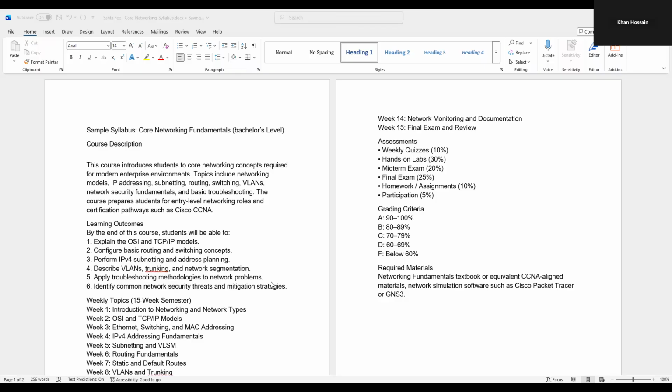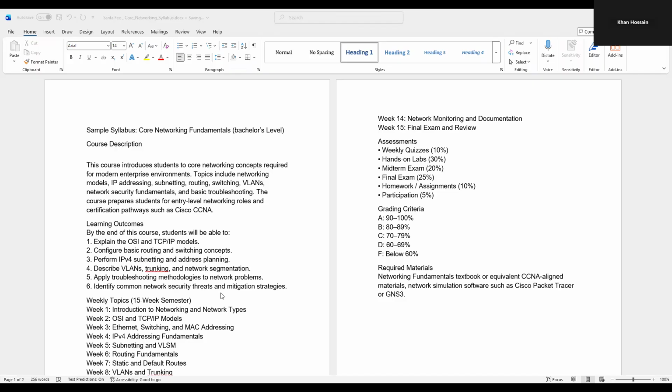Now, the sample syllabus: Core Network Fundamentals, bachelor-level course description. This course introduces students to core network concepts required for modern enterprise environments. Topics include networking models, IP addressing, subnetting, routing, switching, VLANs, network security fundamentals, and basic troubleshooting. This course prepares students for entry-level networking roles and certification pathways such as Cisco CCNA.